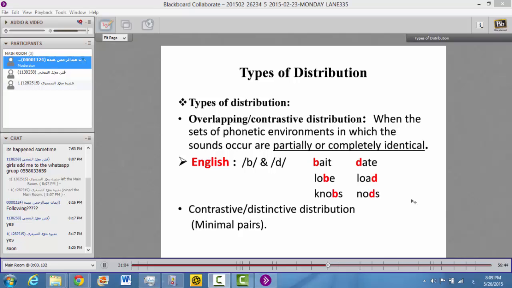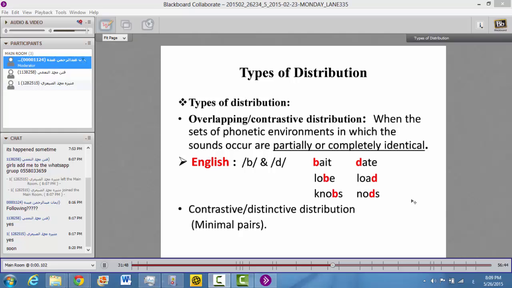We have different types of distribution. We have overlapping, or sometimes we call it contrastive or distinctive distribution. Here, when the sets of phonetic environments in which the sound occurs are partially or completely identical, then we say that the sounds are in overlapping distribution. Okay? When the two sounds occur in the same position, initial position and final position, and also in the middle, so they are identical in position, same place, same position, then we consider these phonemes.